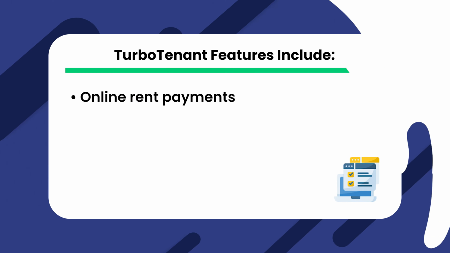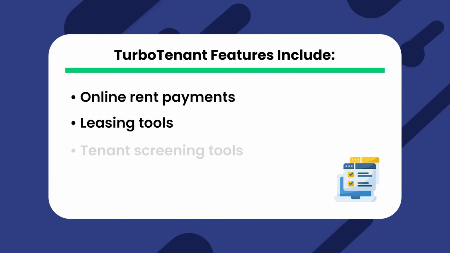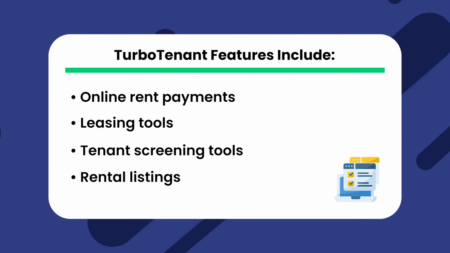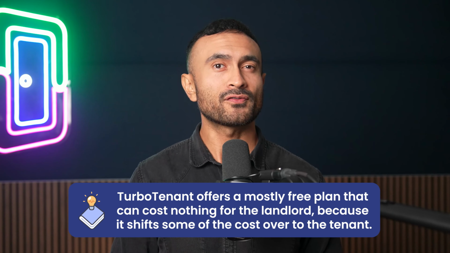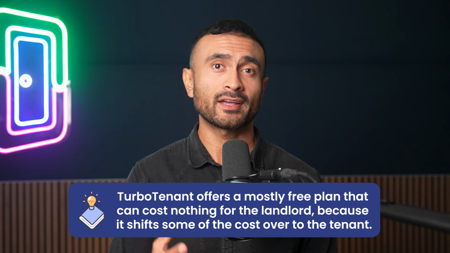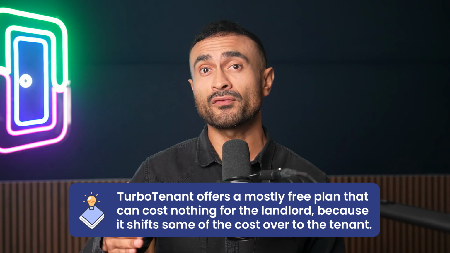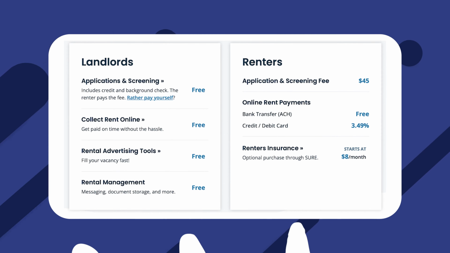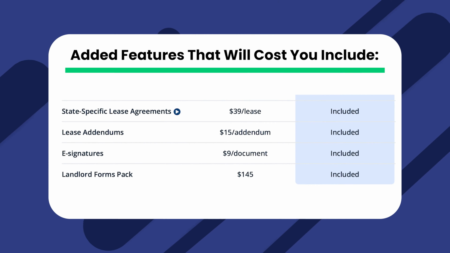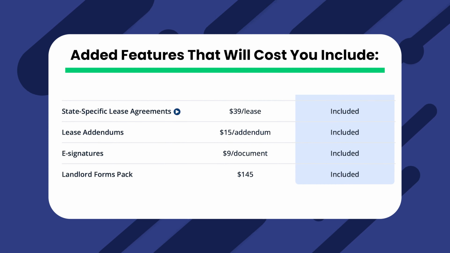TurboTenant features. TurboTenant features include online rent payments, leasing tools, tenant screening tools, and rental listings. TurboTenant pricing. TurboTenant offers a mostly free plan that can cost nothing for the landlord because it shifts some of the costs over to the tenant. Depending on how you do business, this may or may not be preferable to you. Some of the added features that will cost you include state-specific lease agreements, lease addendums, e-signatures, and landlord forms.